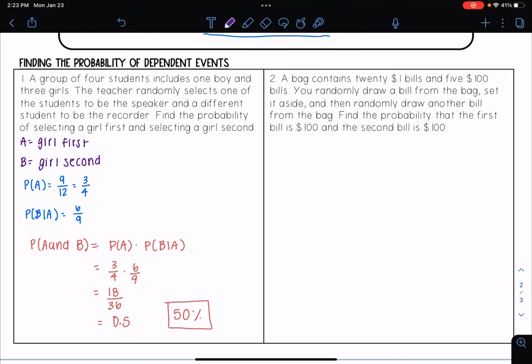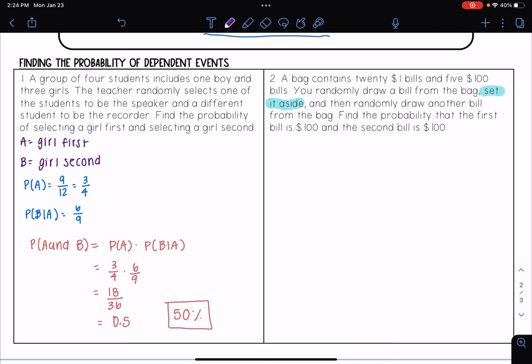Okay, let's look at another one. This one says that a bag contains 20 $1 bills and 5 $100 bills. You randomly draw a bill from the bag, set it aside, and then randomly draw another bill from the bag. Here the key word is that you set it aside. You're setting it aside, that means you're not replacing it, so I know this is dependent.